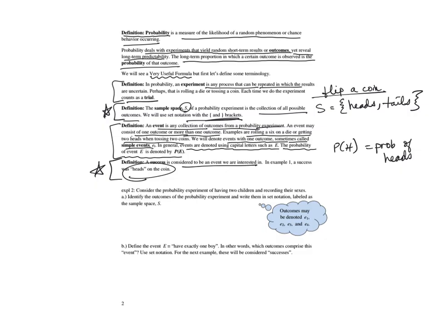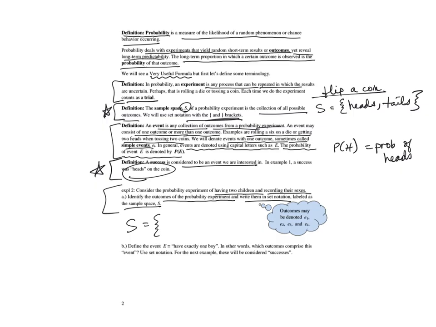All right, let's do number 2. It says, consider the probability experiment of having 2 children and recording their sexes. I know it seems weird to think about that as an experiment, but there it is. Identify the outcomes of the probability experiment and write them in set notation, labeled as S. So let's go S equals curly set bracket.